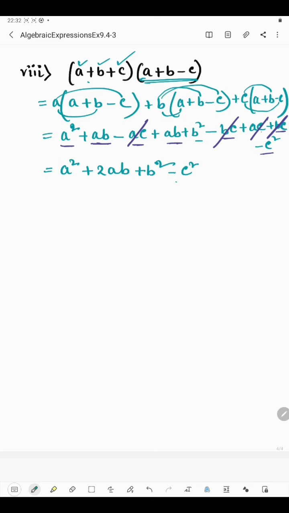So this is the answer of the last part, which is a square plus 2ab plus b square minus c square. Okay. So in this way we will have to multiply, and then if there is any like term we will have to solve this.